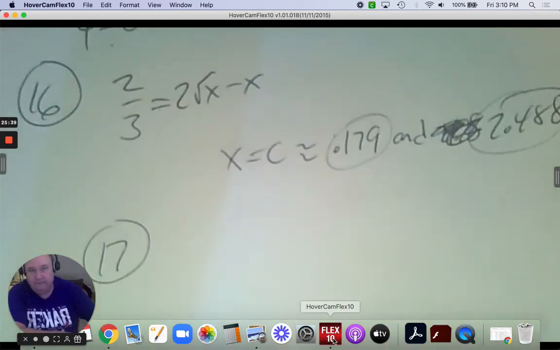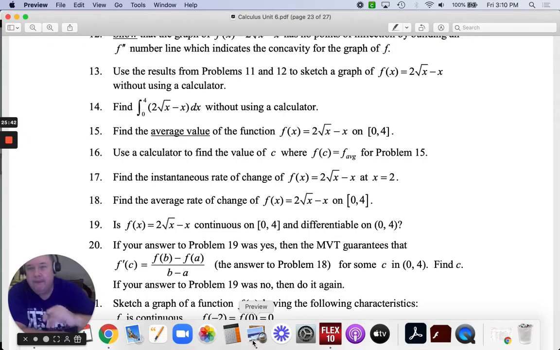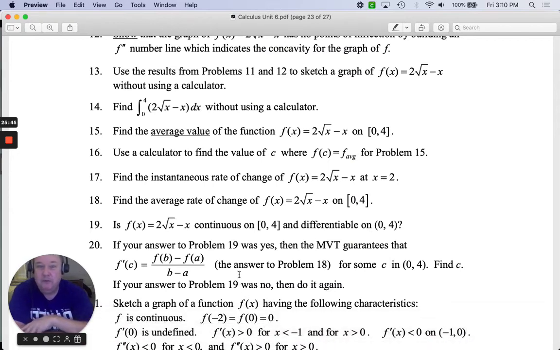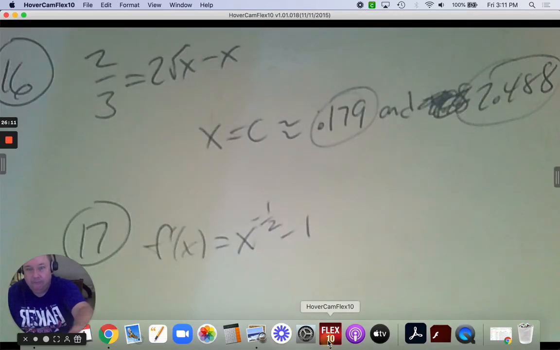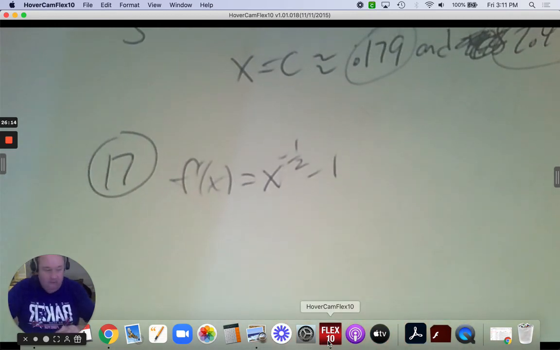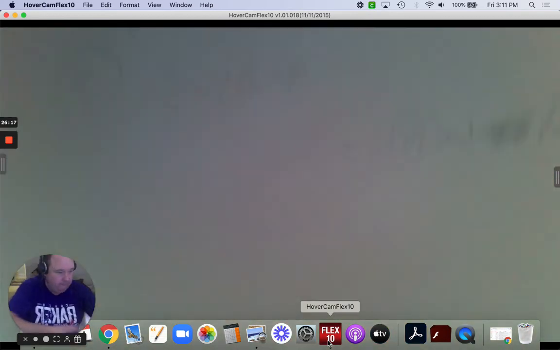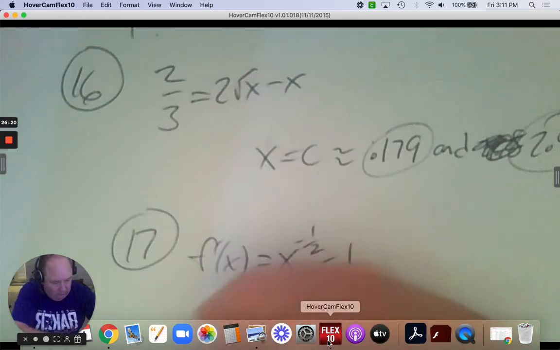Number 17. We're going to be doing this for a bit here: 17, 18, 19, and 20. So 17, find the instantaneous rate of change of that at x equals 2. Now, we already found the derivative. So instantaneous rate of change is the derivative. I already did the derivative. I didn't throw it away. So the derivative is x to the negative 1/2 minus 1. We already did that. Here it is, right here. And we want to find the derivative at 2.